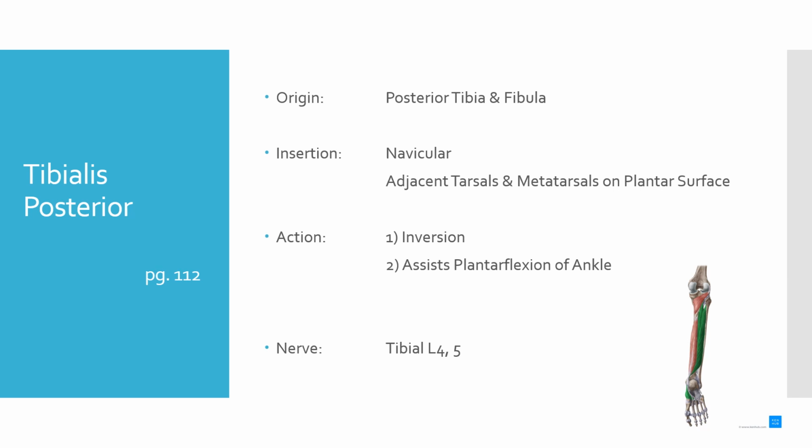Tibialis posterior. The origin is the posterior tibia and fibula. Two insertions include the navicular as well as the adjacent tarsals and metatarsals on the plantar surface. Two actions include inversion, and it also assists in plantar flexion of the ankle. The nerve is tibial L4 and 5.